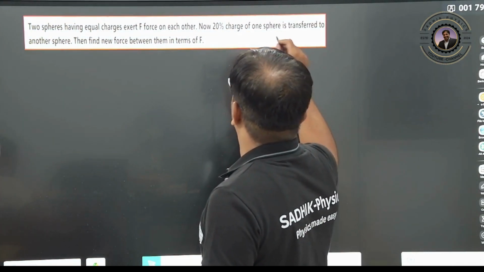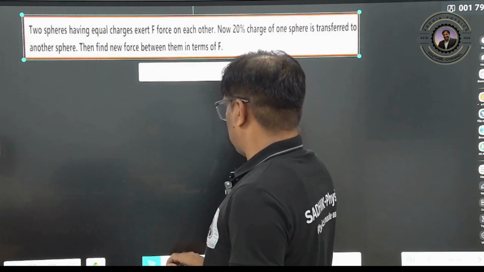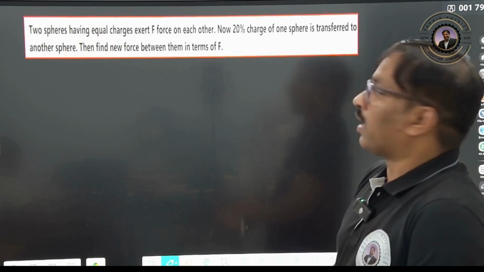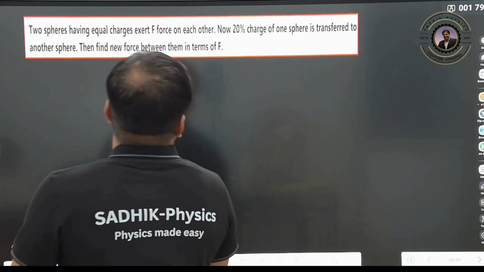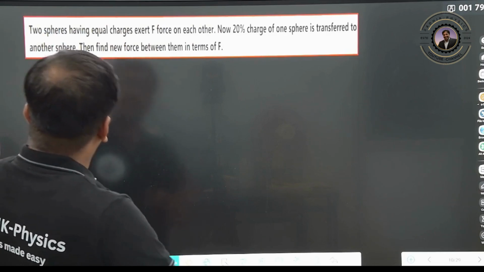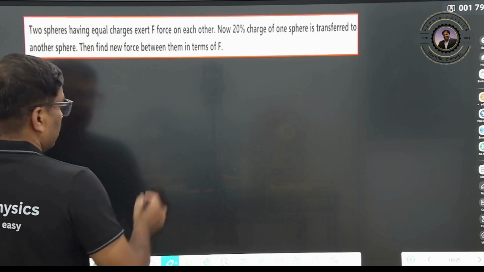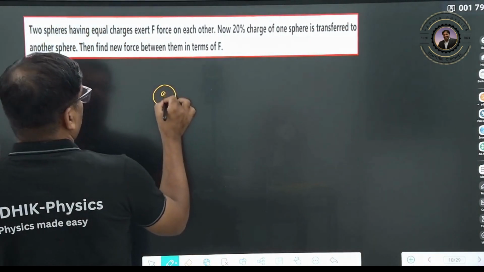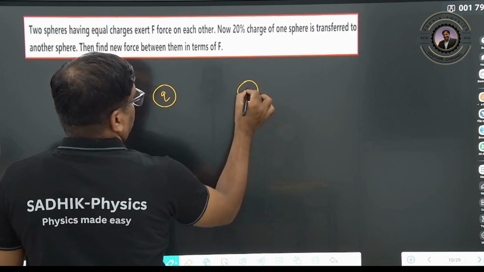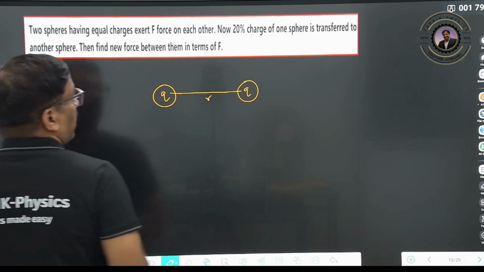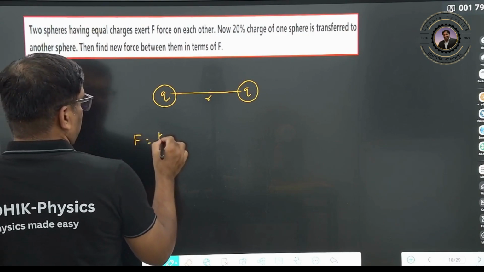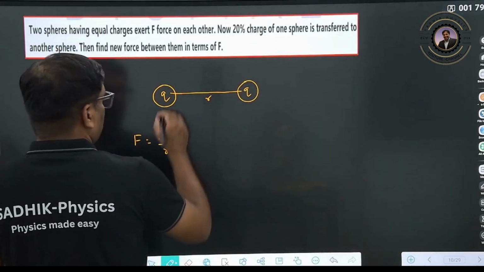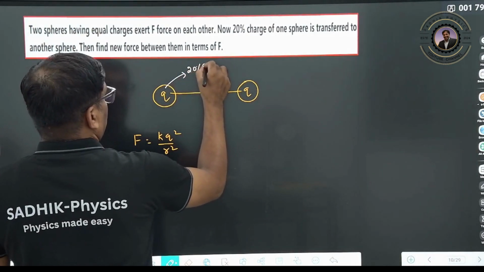Now, a similar type of question. Let us see. Two spheres having equal charges exert force F on each other. Now 20% of one sphere's charge is transferred to the other sphere. Now find the new force. Here again, same situation. This is Q, equal charges, and this is also Q, separated by distance R. The force between them is KQ square by R square. Now from this one, 20% of Q is given to this.